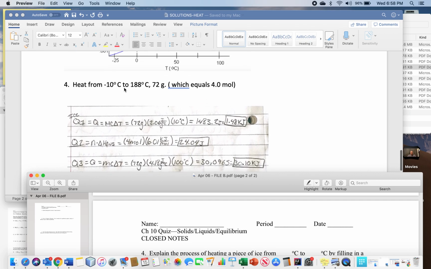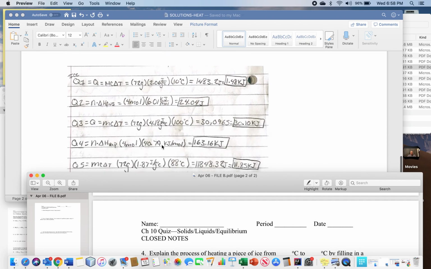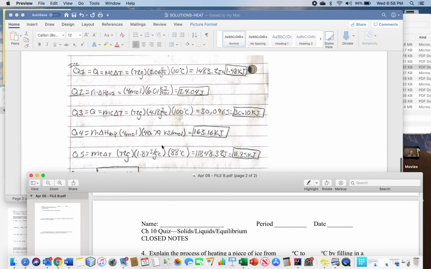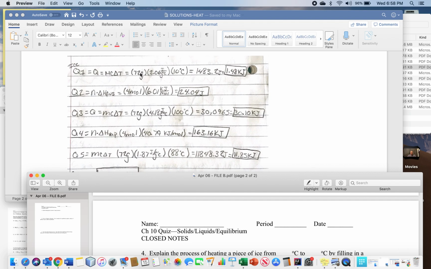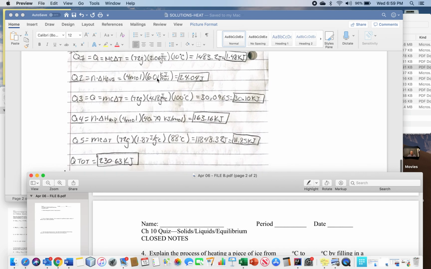So going from negative 10 Celsius to 188 Celsius, 72 grams, take 72 times 1 mole over 18 grams equals 4 moles. Why do you need that one for the kilojoules per mole problem? So I'll just pause here and you can see the MC delta T for these places here, Q1, 3, and 5. Q2 and 4 are the number of moles times the kilojoules per mole, which you kind of saw in the heat of reaction problems, didn't you?